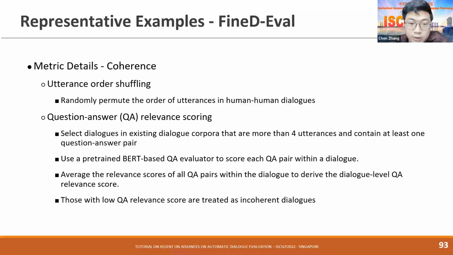So for coherence, we adopt utterance order shuffling and the QA relevance scoring technique. Utterance order shuffling randomly permutes the order of the utterances in a human dialogue. QA relevance is more pertaining to the understanding aspect. We adopt a pre-trained QA evaluator to score the QA pairs within the dialogue. The higher the score, we think the chatbot is understanding the user. The lower the score, it is not understanding. So there are two strategies for coherence.